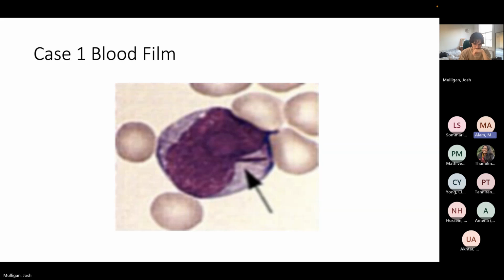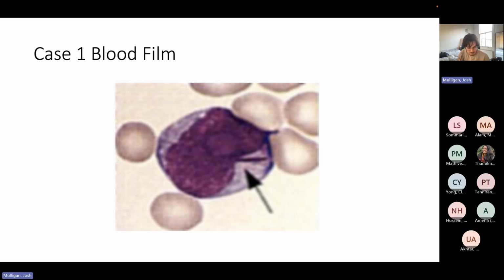Is it an Auer rod? Yes. So what does that make you start to think of? Acute myeloid leukemia. Great. Yeah, exactly.